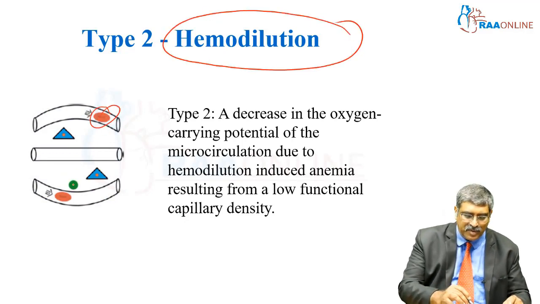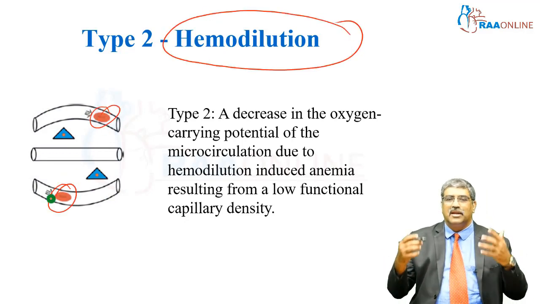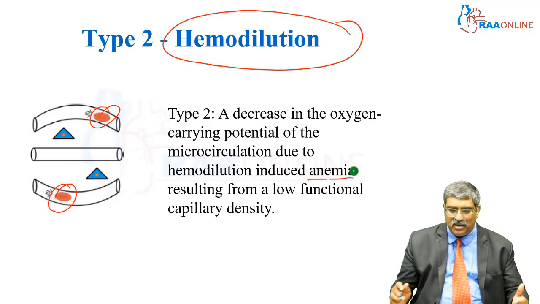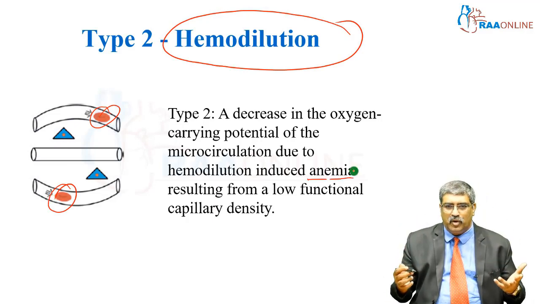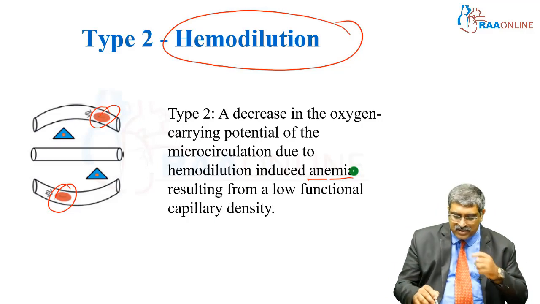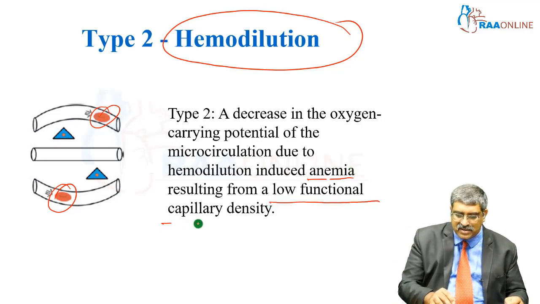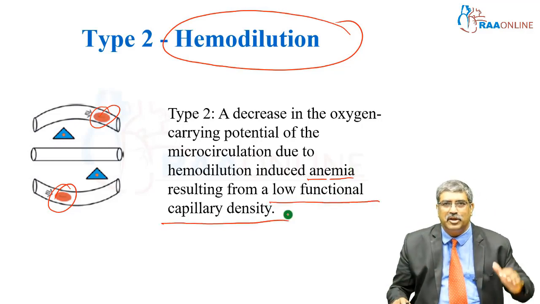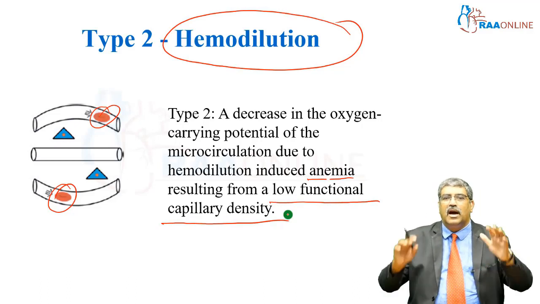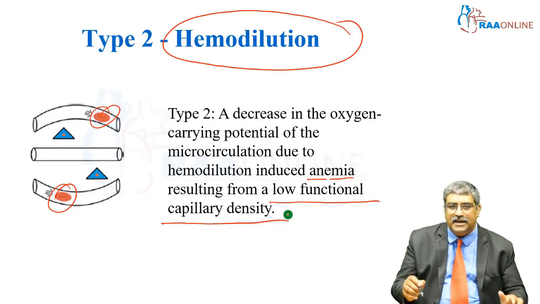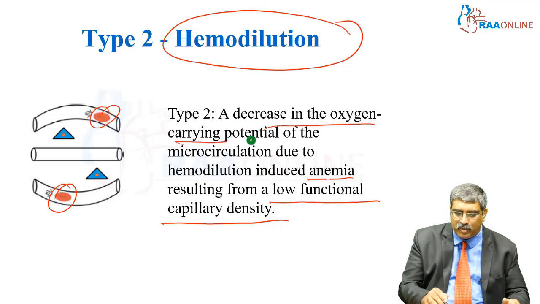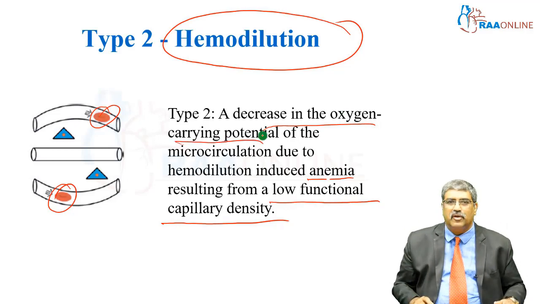Here the RBC number is reduced. Here it can be anemia or it can be hemodilution. What happens is there is low functional capillary density. Your RBC value comes down and there is going to be a decrease in oxygen carrying potential of the microcirculation.